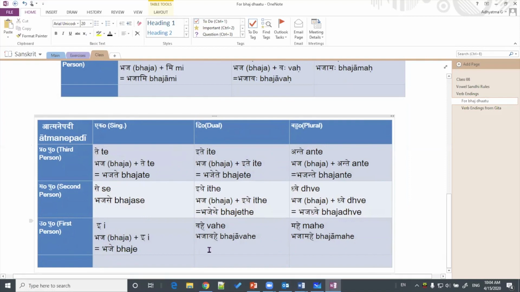And I already explained why in bhajavahe and bhajamahe, the akara becomes long because of a certain exception which applies to these particular suffixes.